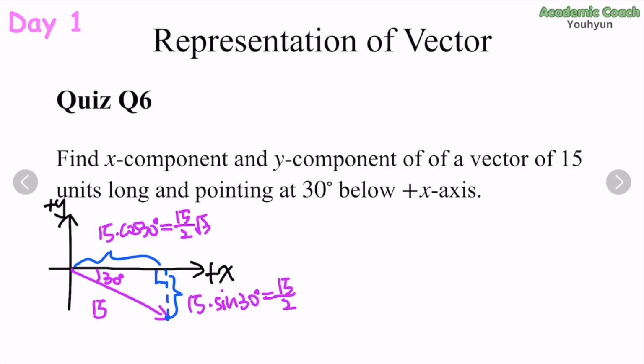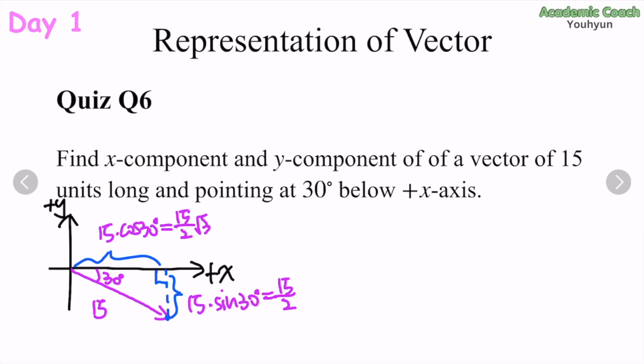Now you notice that this vector is pointing at an angle 30-degree below x-axis. It's pointing towards the right bottom corner. So this means that its y component must be a negative value. The reason that you get a positive value instead is because you plug in positive 30 degree in sine instead of negative 30 degree.